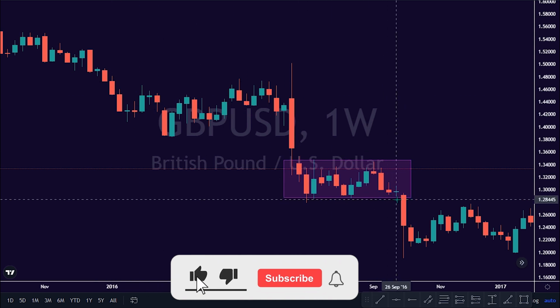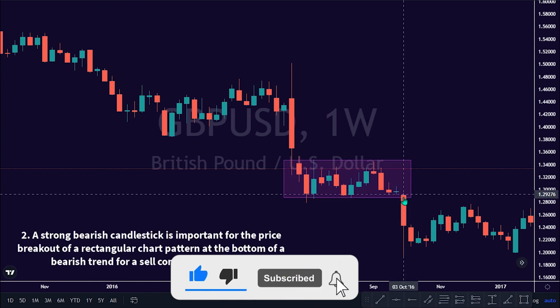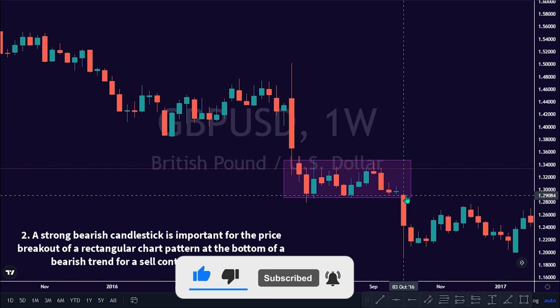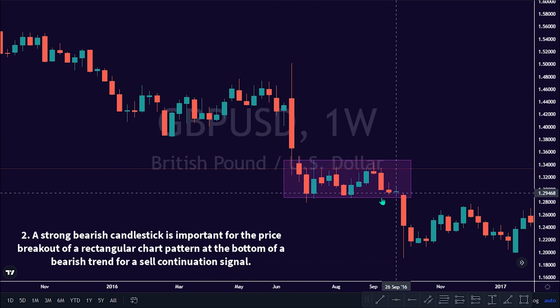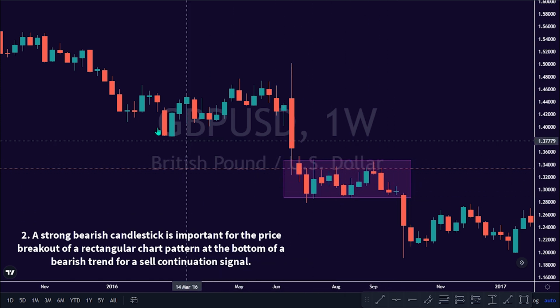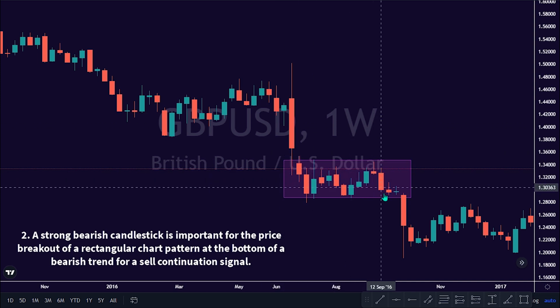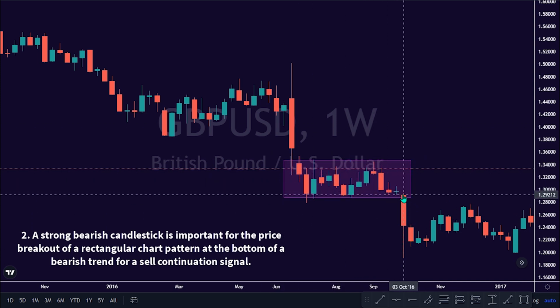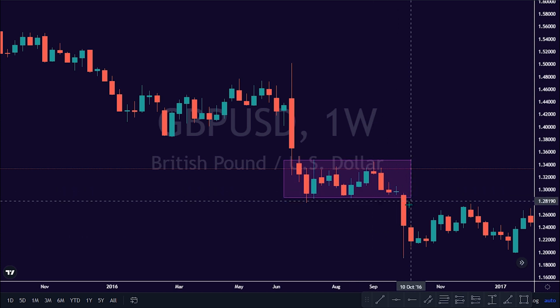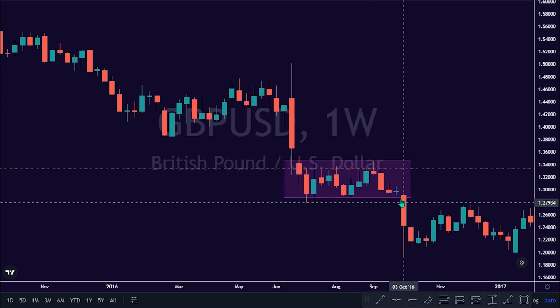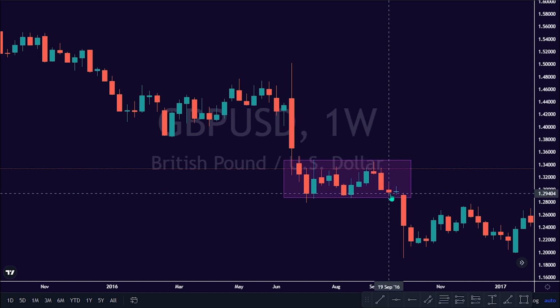Number 2, a strong bearish candlestick is important for the price breakout of a rectangular chart pattern at the bottom of a bearish trend for a sell continuation signal. Take note, a retest may not occur after the price breakout of a rectangular chart pattern that's in the direction of the dominant trend.